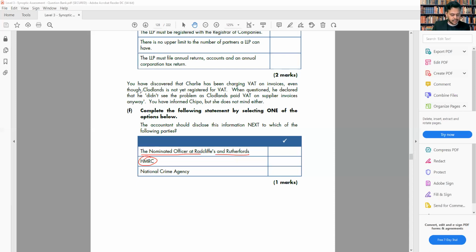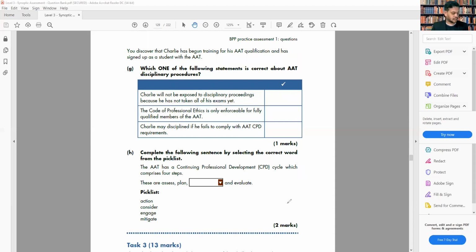All right, let's move to the next one. It says, you discover that Charlie has begun training for his AAT qualification and has signed up as a student with AAT. Which one of the following statements is correct about the AAT disciplinary procedure? It says Charlie will not be exposed to disciplinary proceedings because he has not taken all the exams yet. The code of professional ethics doesn't matter. Remember that if you do something wrong, you cannot say, oh, I didn't take any exam, so the ethical code doesn't apply to me.